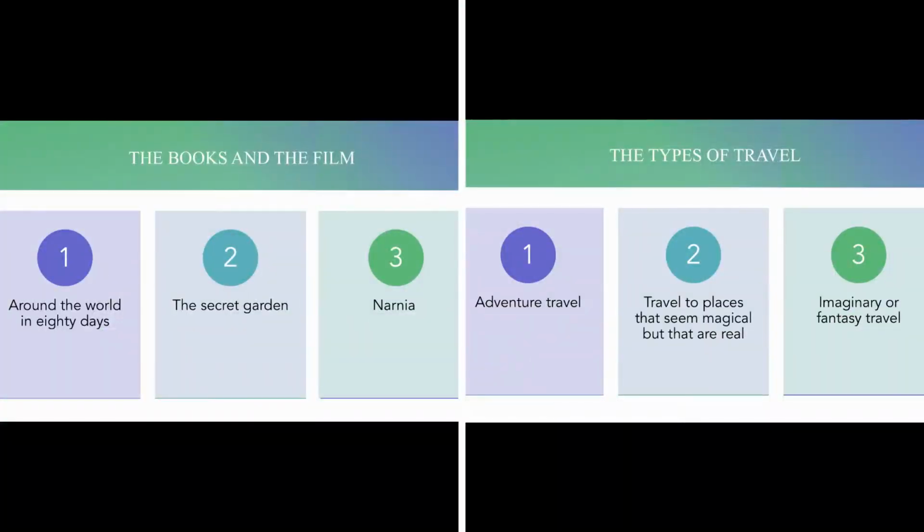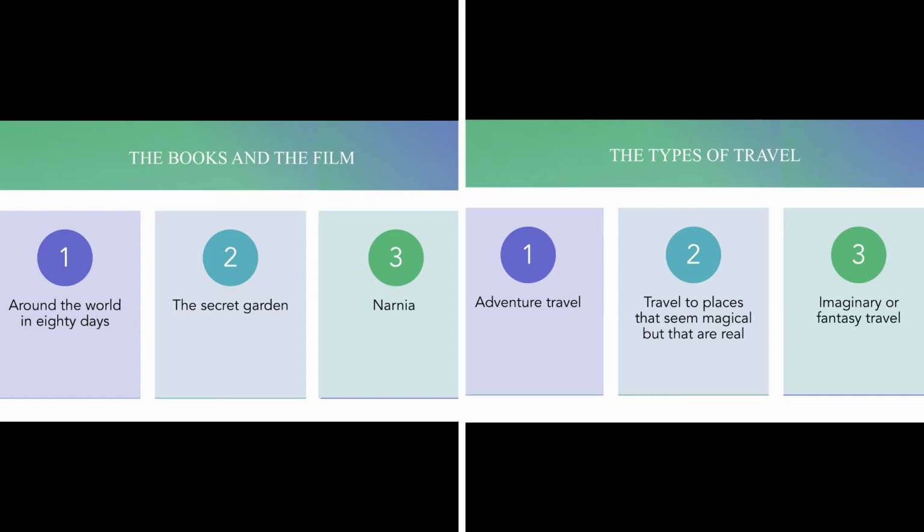The travel. In the books that we read and in the film that we saw, there are principally three types of travel. The first type is the adventure travel. We can find it in Around the World in 80 Days and in The Secret Garden. In The Secret Garden, it isn't the principal type. The adventure travel is a real travel in the real world. So in Around the World in 80 Days it is present because they do a real travel in the real world.